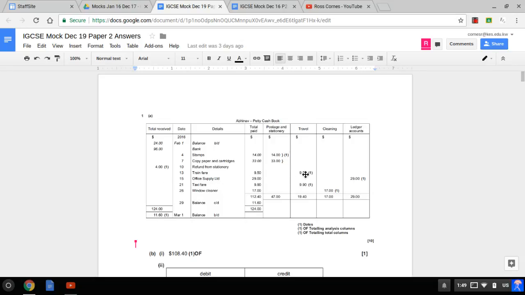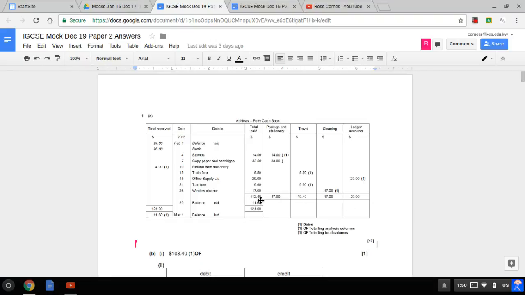Train fare, most people did that correctly. Most people put it into the analysis column. Most people got this one right, but some got it wrong. Everybody put the $29 on the credit side, but then in the analysis column, not everybody put it down as being a ledger account. It's a ledger account of office supplies because they've paid some money that they owed from credit purchases. Taxi fare, everybody put that in travel, I think. Window cleaner, everybody put that in cleaning. Not everybody did this correctly.